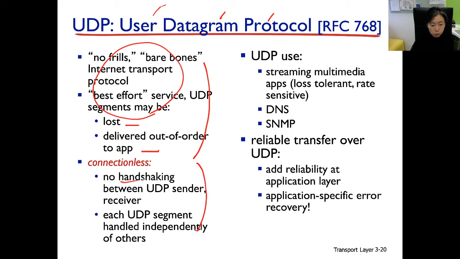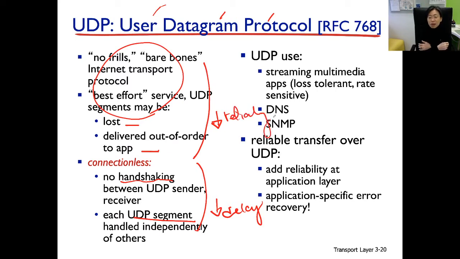Second characteristic of UDP is this: it's connectionless. Therefore, there's no handshaking, there's no connection setup phase, there's no connection setup delay. As soon as we have data to send, we just generate these UDP segments and push them out. Very low delay, while we also have very low reliability.